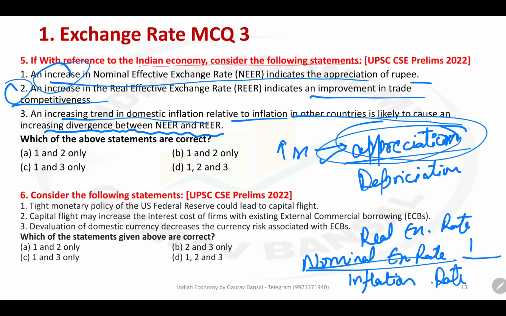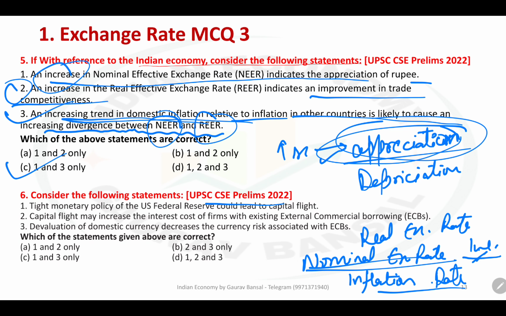So if there is too much of a difference between the inflation rates of both countries, the real exchange rate will be very different. If both are the same, that means we are multiplying the nominal exchange rate by 1. Okay, we divide it by the ratio of inflation rates. If both countries have the same inflation rate, this ratio will be 1, and if we divide by 1, the real exchange rate will be the same as the nominal exchange rate. So if the inflation difference between the two countries is too much, okay, an increasing trend in domestic inflation relative to inflation in the other country, meaning in the USA inflation is not increasing, but in India it is increasing, there is too much of a difference in both inflations, then there will be increasing divergence. That is correct. Okay, treat it simply like nominal and real exchange rate. So 1 and 3 are correct. C is the answer.